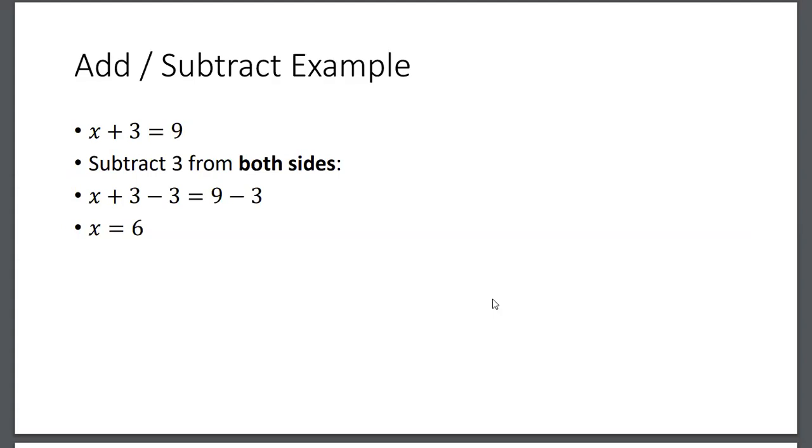Add, subtract example. Starting equation, x plus 3 equals 9. Our first step, subtract 3 from both sides. The reason is to eliminate that 3 on the left for a simplification. 3 minus 3 is 0, and 9 minus 3 is 6. We're at the final step of this solution. x is 6.